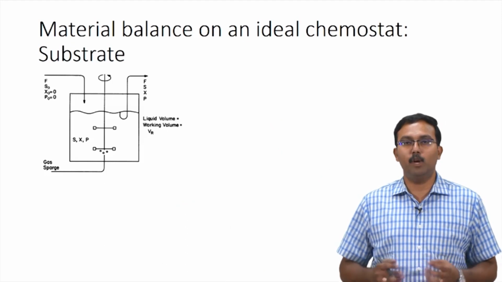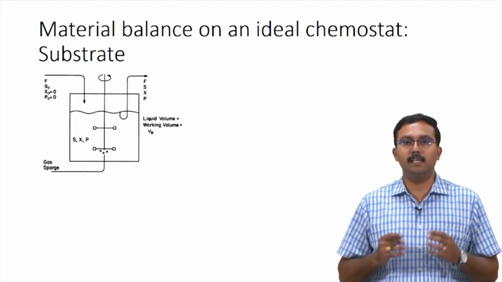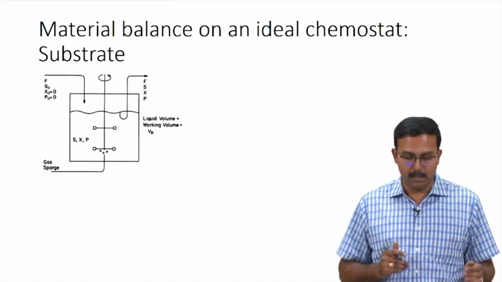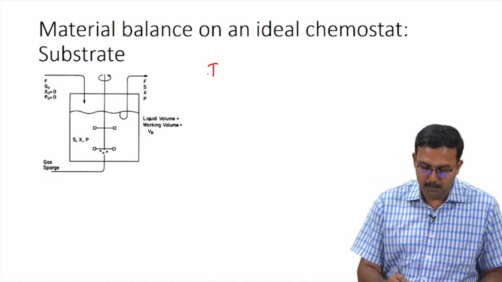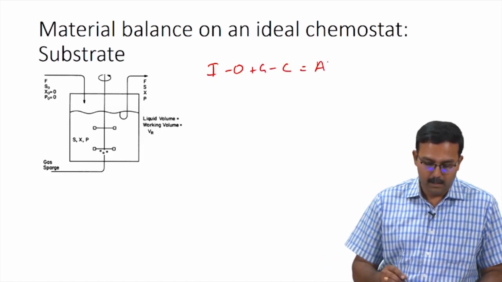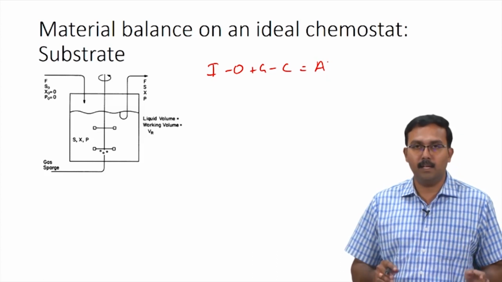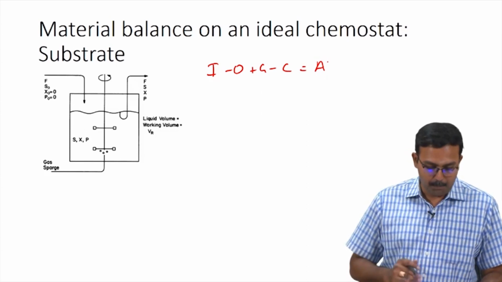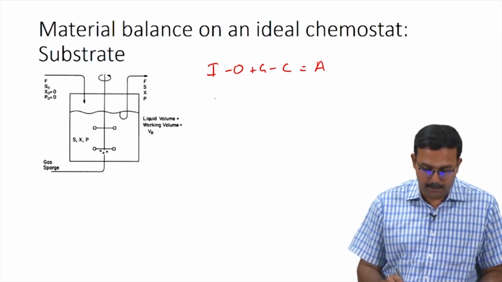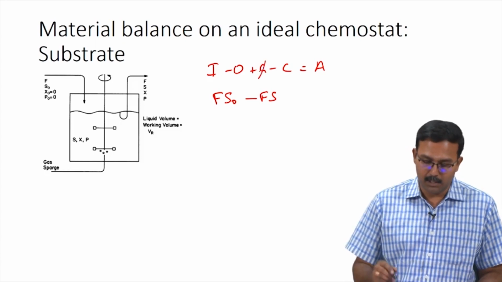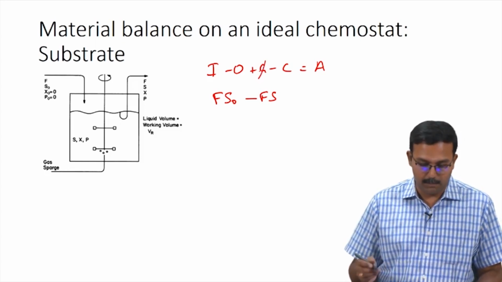In addition to writing the biomass balance, we can also write a substrate balance. Let us try to write a substrate balance for the ideal chemostat. Again we start with input minus output plus generation minus consumption equals accumulation. We will initially assume that it is not at steady state, and then we will cancel off terms based on making the appropriate assumptions. The input would be F S naught, output would be minus F S, and here we will not have a generation term because substrate is not going to get generated in the system, it is only being consumed.